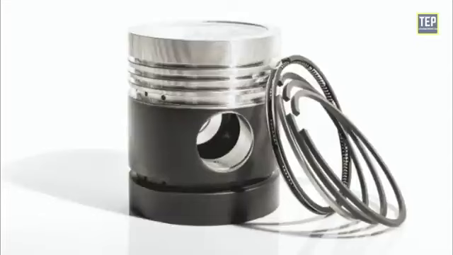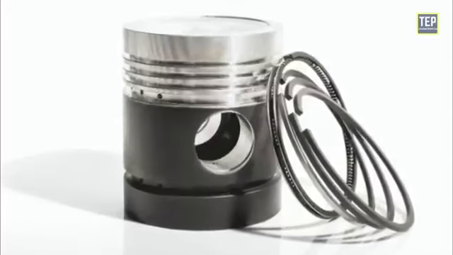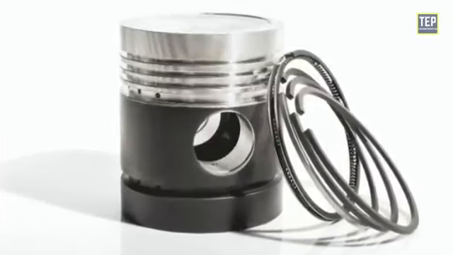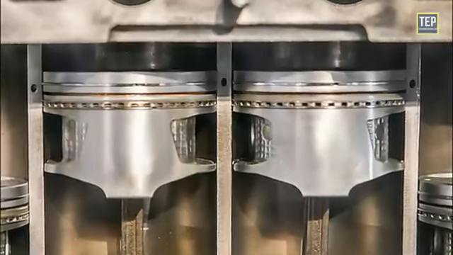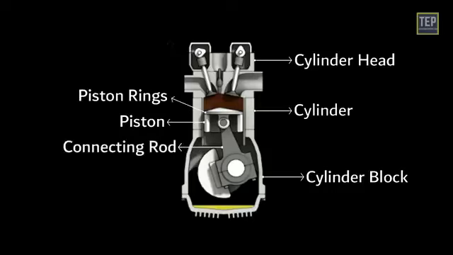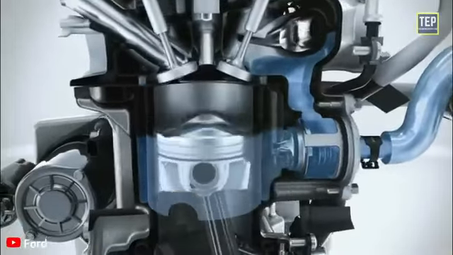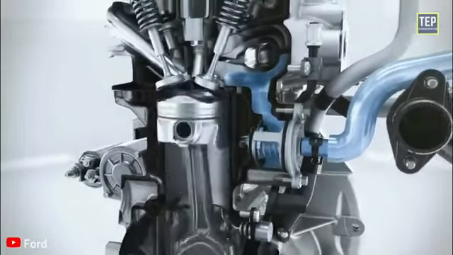Piston rings are metallic split rings that are attached to the outer diameter of a piston in an IC engine or steam engine. Piston rings are used for sealing the combustion chamber so that there is minimal loss of gases to the crankcase. Connecting rod connects the piston to the crankshaft. The reciprocating motion of the piston is converted into rotary motion of the crankshaft.